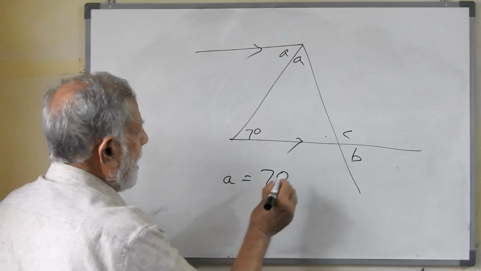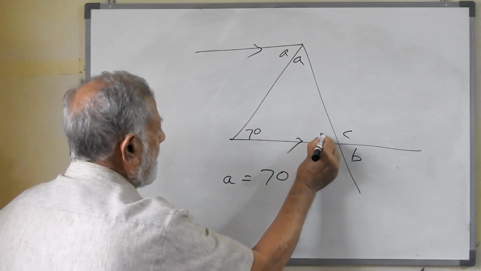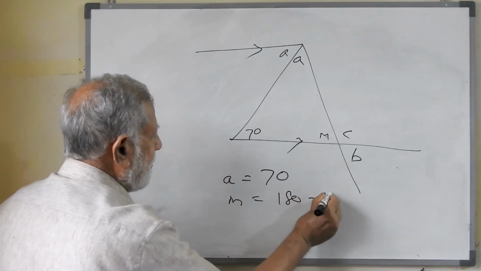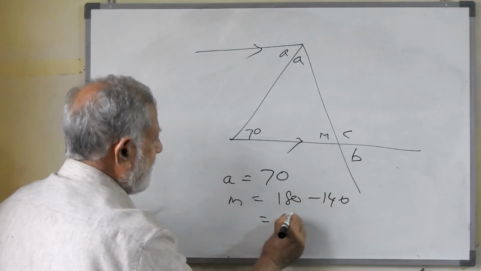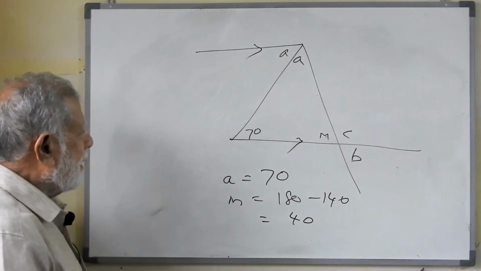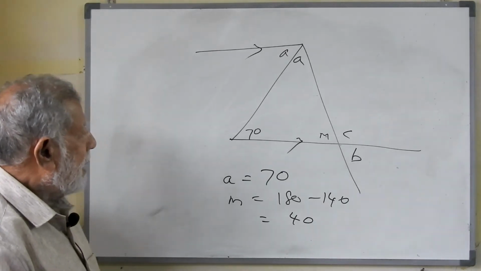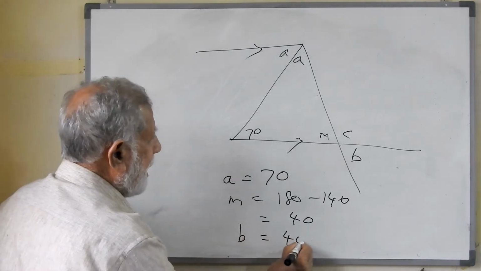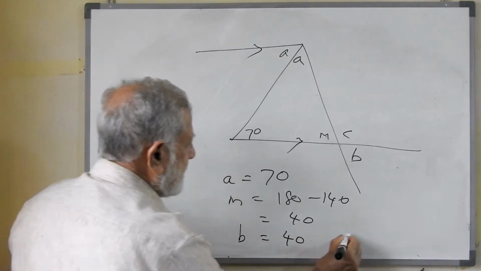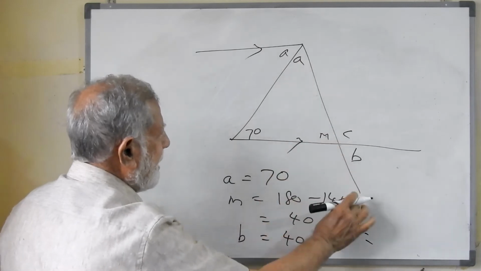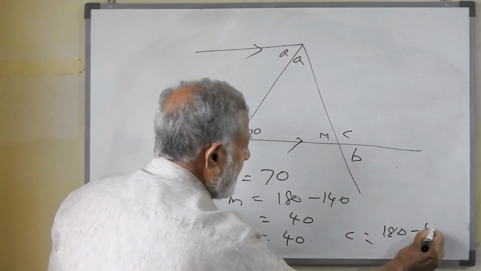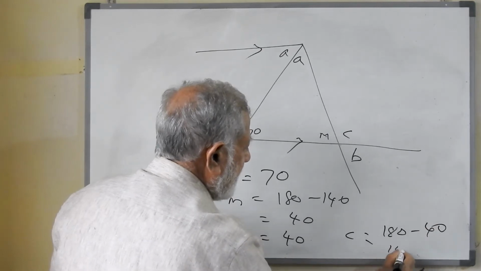So we call it M. So M is equal to 180 minus 140, that is equal to 40. So M is equal to 40 degrees. So immediately we can say B is also equal to 40 degrees, and C will be angle in a straight line, 180 minus 40 degrees, that is equal to 140 degrees.